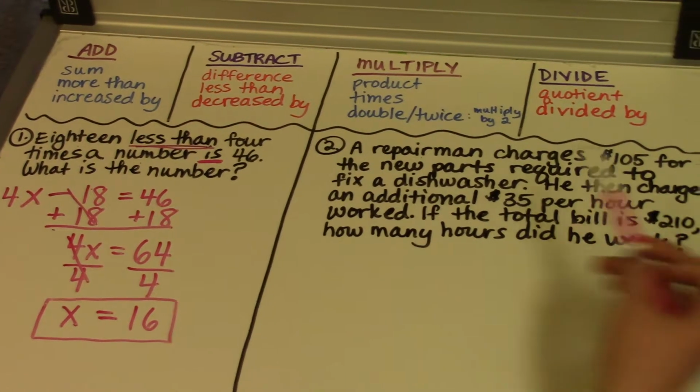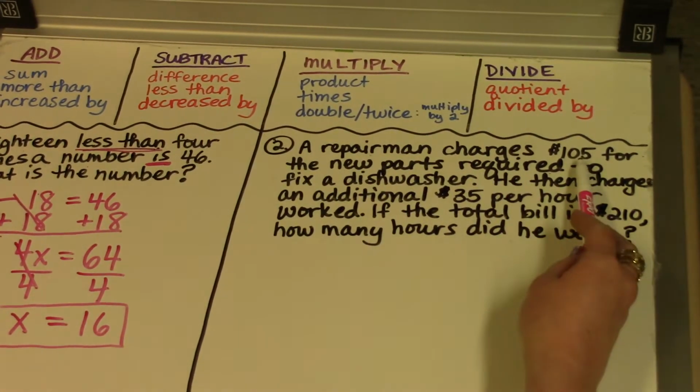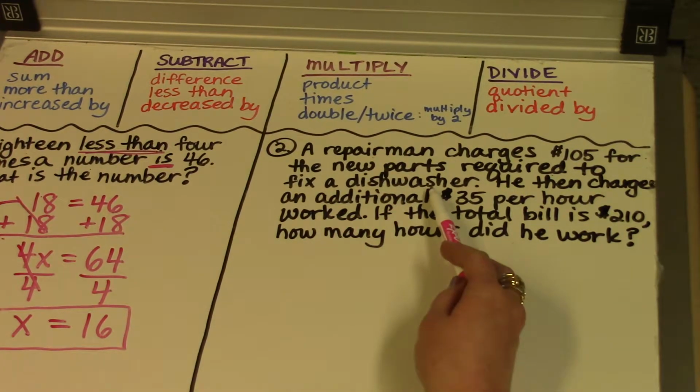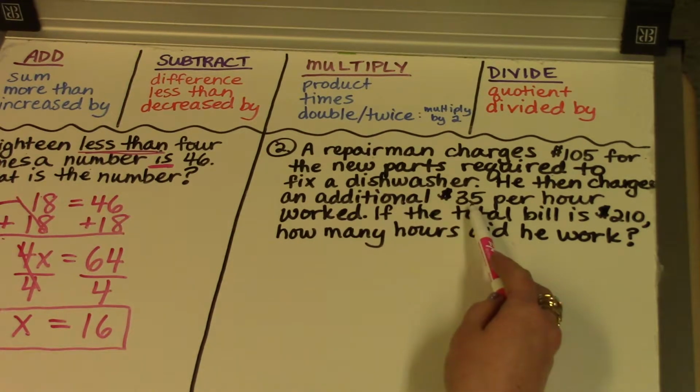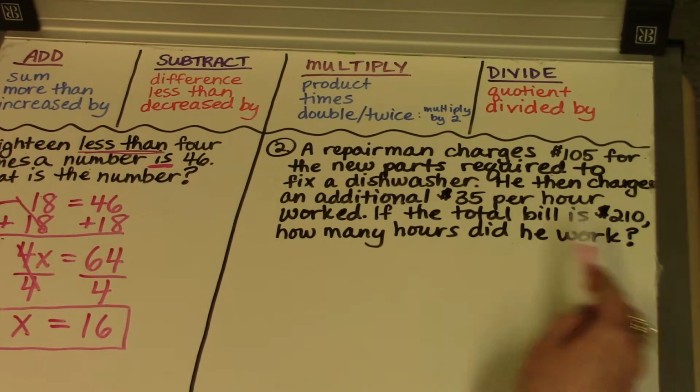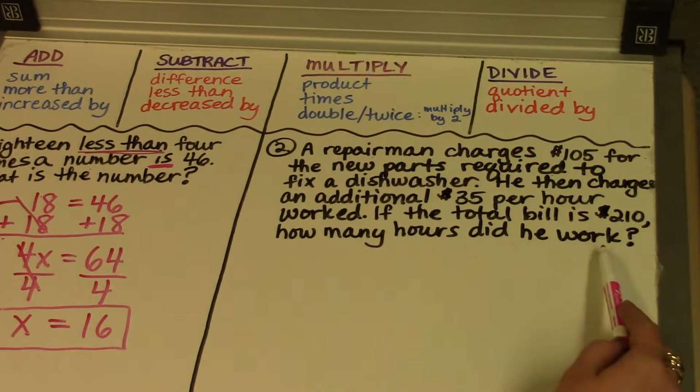For my second word problem, it says a repairman charges $105 for the new parts required to fix a dishwasher. He then charges an additional $35 per hour worked. If the total bill is $210, how many hours did he work?